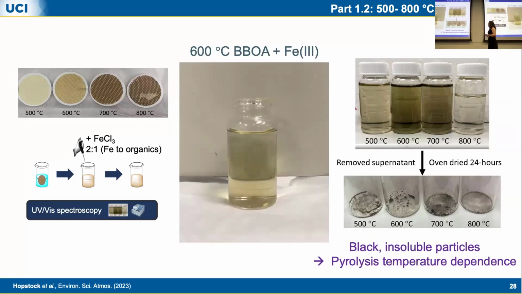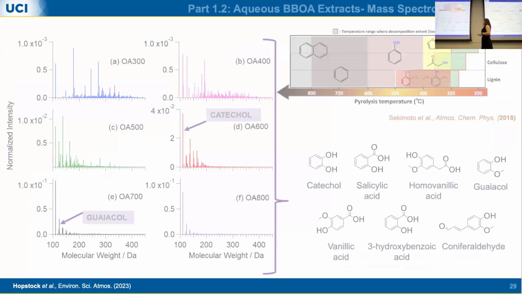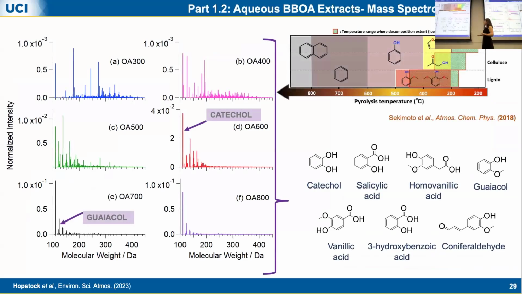And so it was clear to us that this particulate matter that was formed had a pyrolysis temperature dependence. And so we wanted to see why that was the case. So we looked at just the water-soluble extracts between 300 and 800 degrees. These are mass spectra that I took on the Orbitrap of this material before I added iron to it. And what you'll notice is that over the course of increasing temperature, you start to lose some of these higher molecular weight species, and then catechol and guaiacol, some of these phenols actually start to dominate the mass spectra. And so this was interesting.